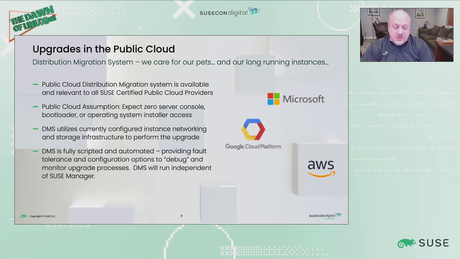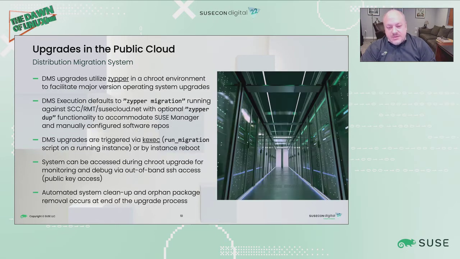DMS has also not only been automated, but it has been configured with fault tolerance in mind, meaning that if there's a failed upgrade, the system will revert and reboot to the previous state. And ultimately, there are a few things about DMS that stand out that make it effective in delivering this capability.